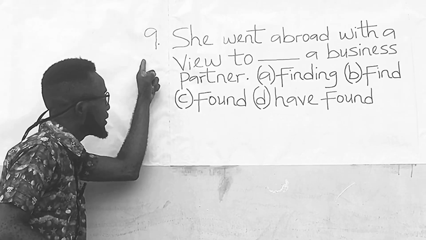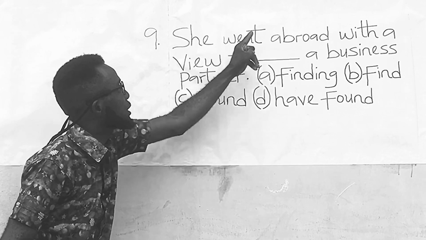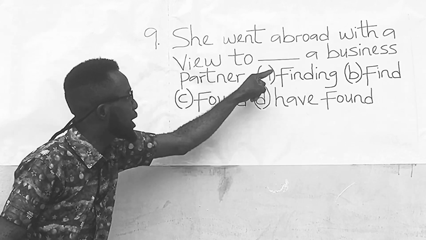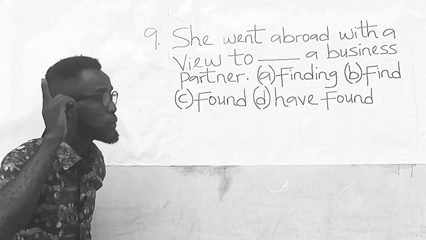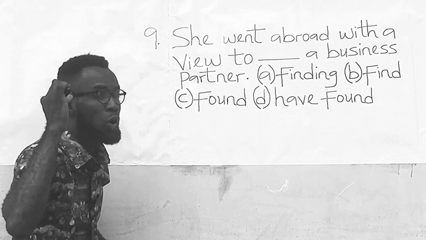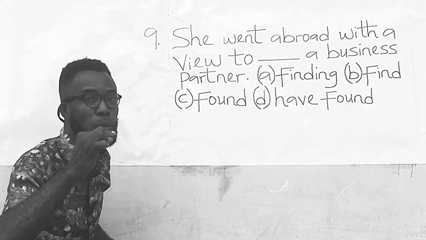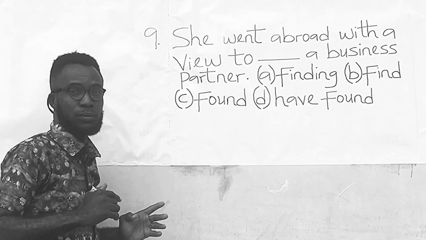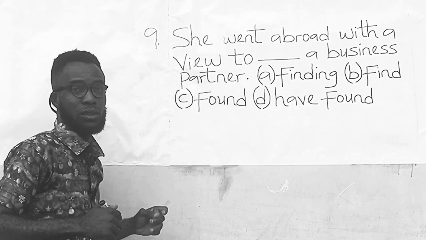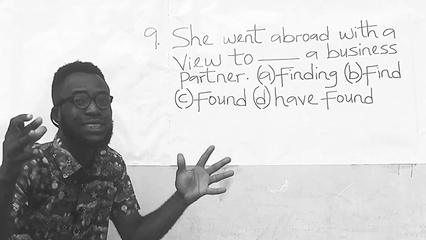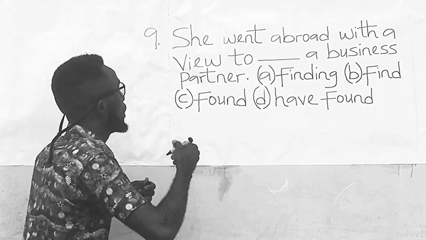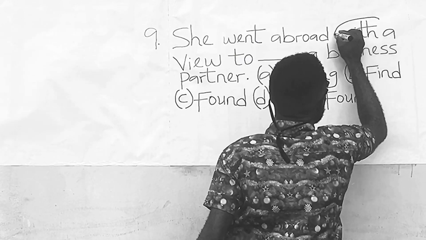Question number 9. It reads, "She went abroad with a view to dash a business partner." Option A, finding. Option B, find. Option C, found. And option D, have found. If you look at this question, you will find out that it contains or carries the phrase "with a view to".